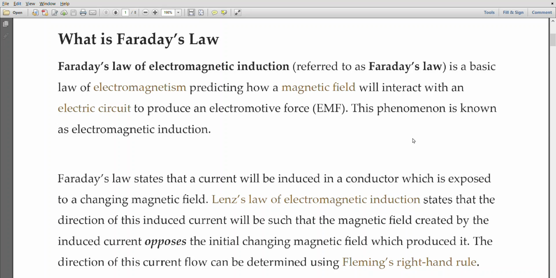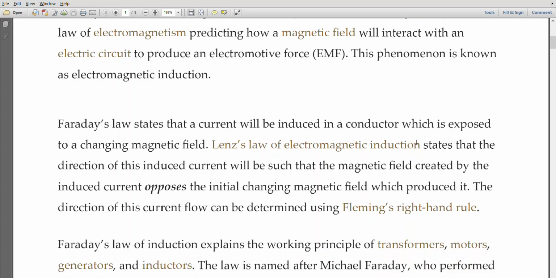Faraday's law of electromagnetic induction is a basic law of electromagnetism predicting how a magnetic field will interact with an electric circuit to produce an EMF. What is that? Electromotive force. This phenomenon is called electromagnetic induction. Faraday's law states that a current will be induced in a conductor when it is exposed to a changing magnetic field.